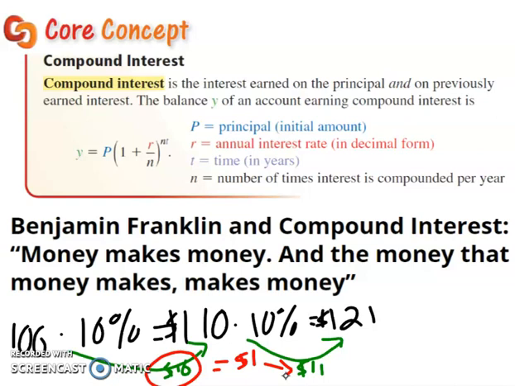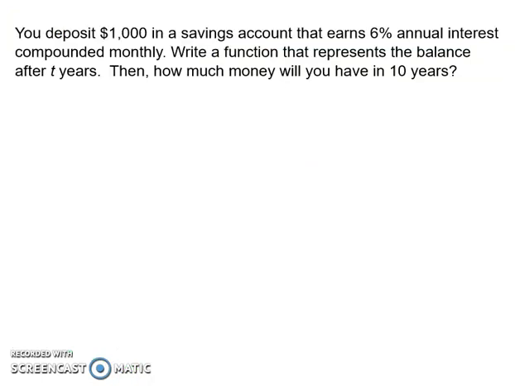Maybe this illustration in the bottom didn't really help you out, but let's talk about this right here. It says you deposit $1,000 into a savings account that earns 6% annual interest compounded monthly. Write a function that represents the balance after t years. Then, how much money will you have in 10 years? So, let's start out with our formula. The amount y is equal to your principal times 1 plus r over n to the nt. Okay, let's fill in what we know.